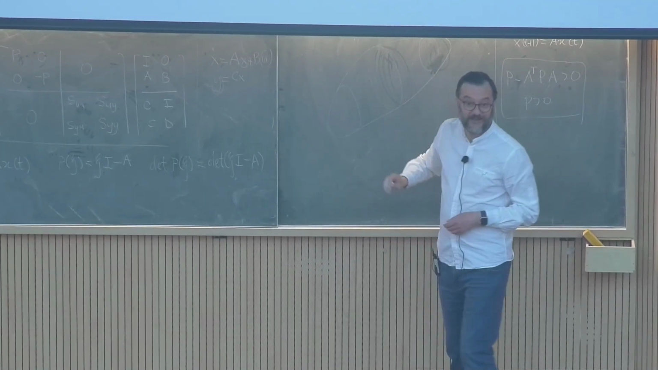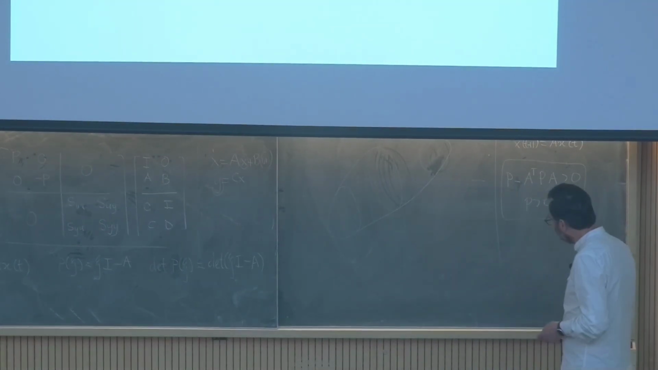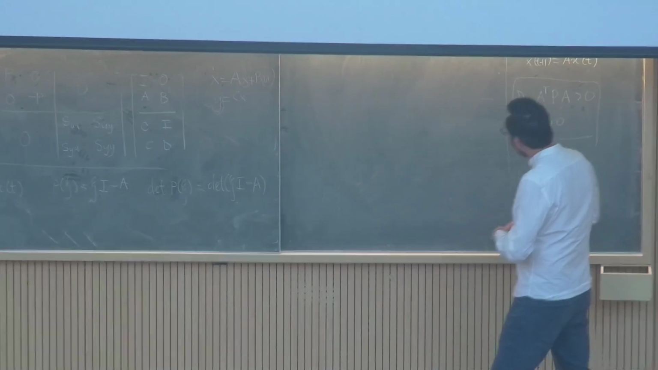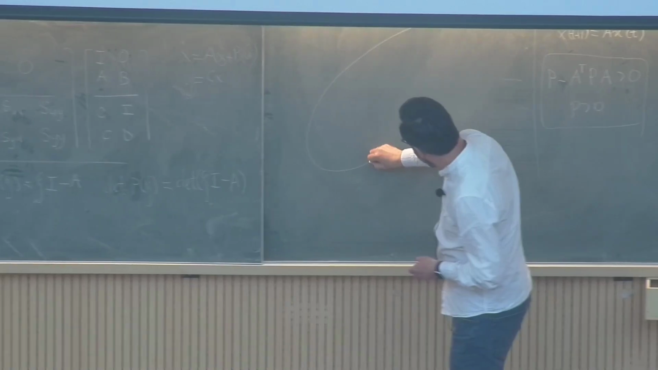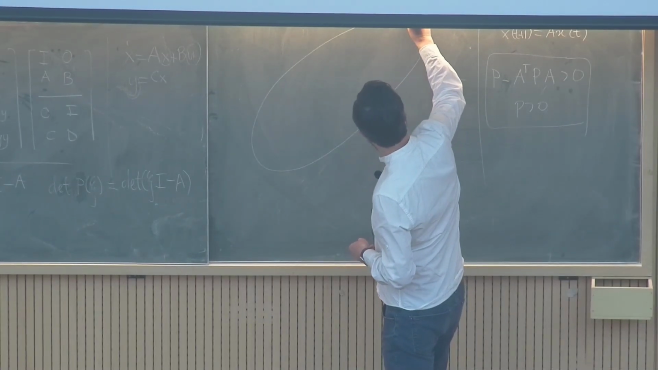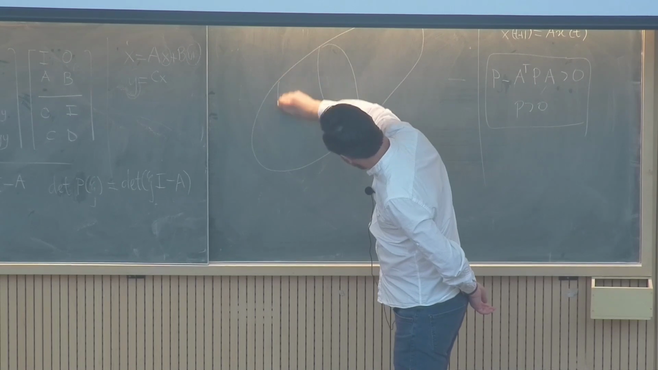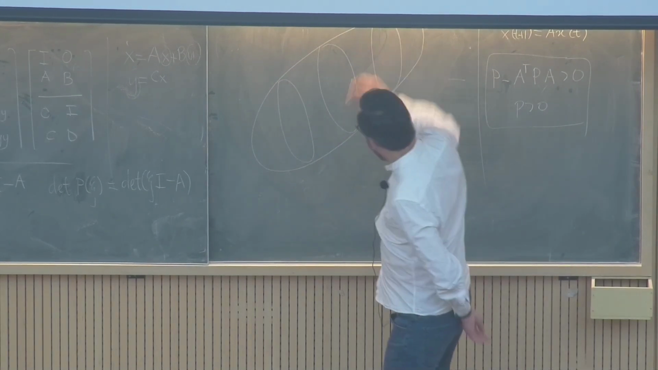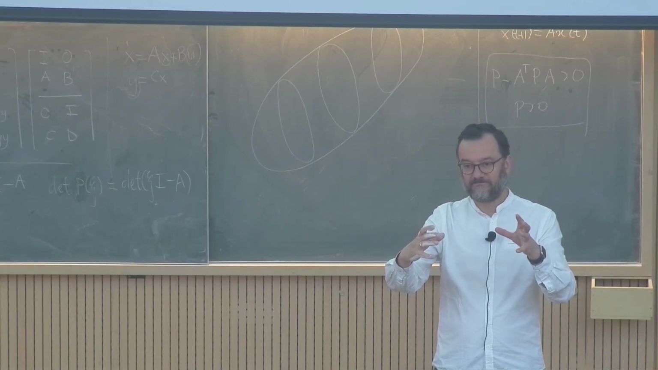Sorry? It is not visible. Oh, no. Okay. Okay. Is this better? But let's make it three-dimensional, huh? It's a three-dimensional ellipsoid.